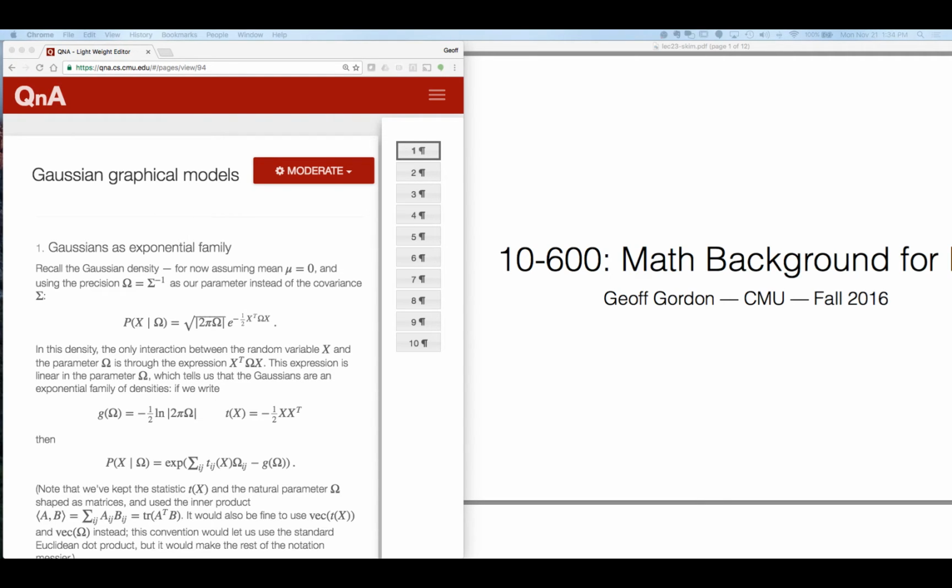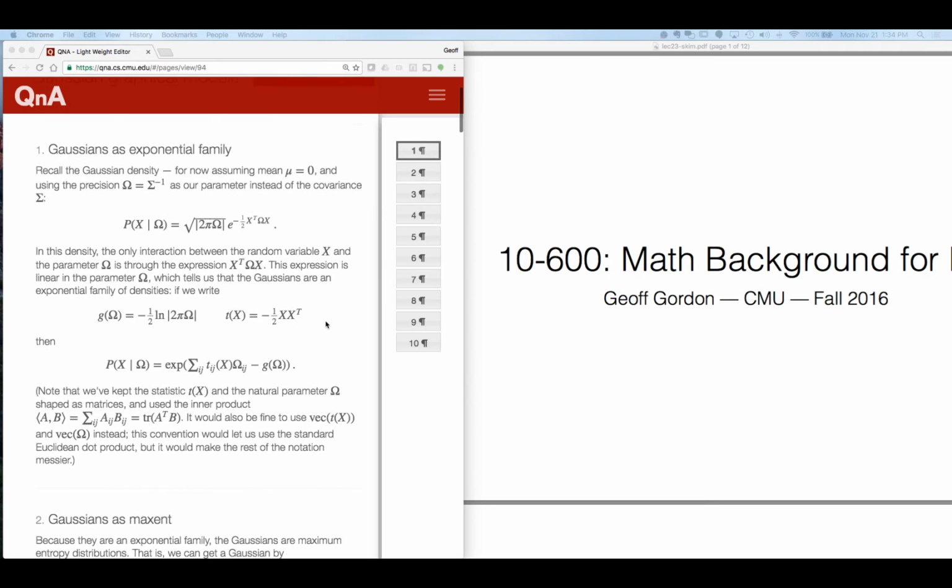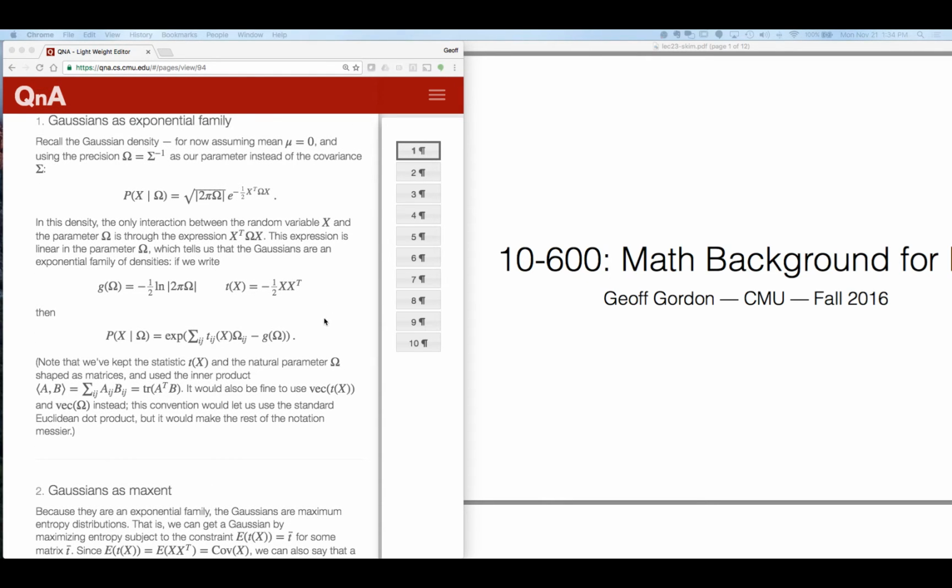So the first thing I want to point out is that Gaussians are an exponential family. We mentioned this before, but I wanted to specifically take a look at the density again. So here is a Gaussian density. I've assumed that the mean is 0, so there's no mu in here. And I'm using the precision, which is the inverse of the covariance. Since matrix inverse is a 1-1 function for positive definite matrices, we can use either the precision or the covariance as our parameter.